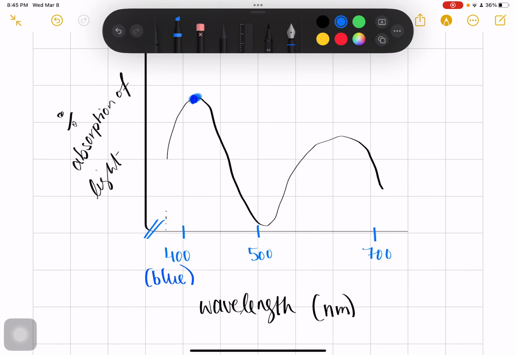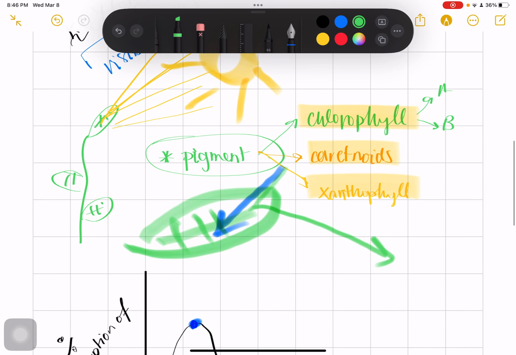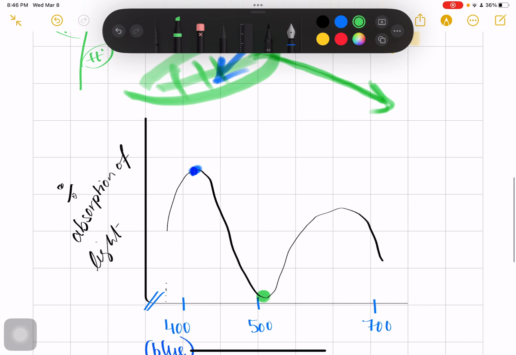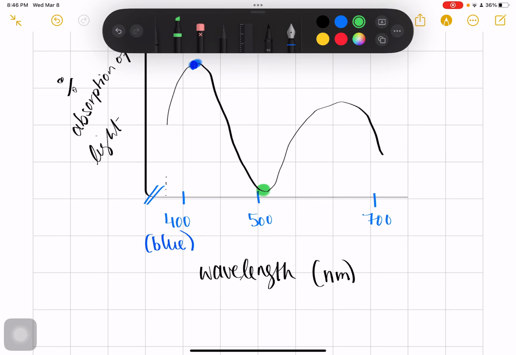Now, moving on to the trough. Over here, we trough at 500, which is associated with the color green. Since the green light is being reflected off of the leaf, it is not able to be absorbed, which causes the absorption spectrum to trough at 500.